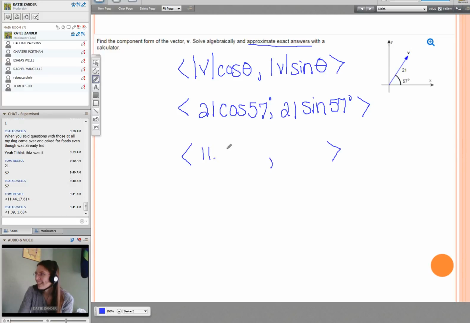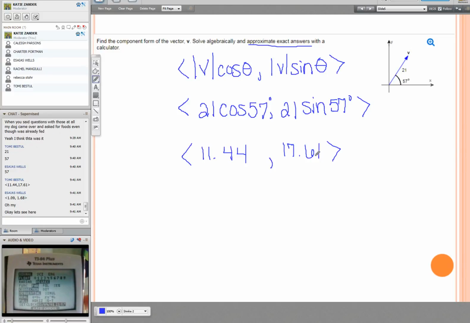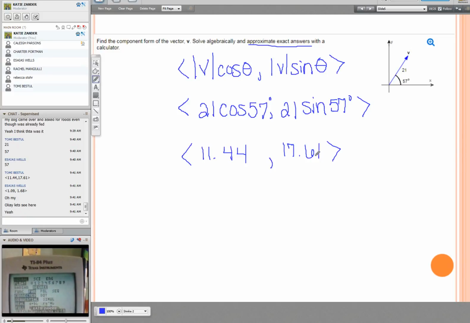11.44. Oh no, Isaiah's calculator is acting up again. And 17.61. Let's just make sure that you changed it to degree. Did you get it to degree versus radians? Because it looks like it could possibly be in radians still. Okay, so we'll check that first, and fingers crossed that was what was wrong with it.